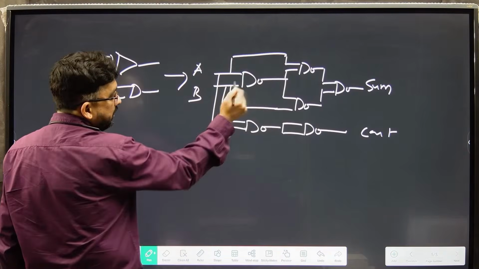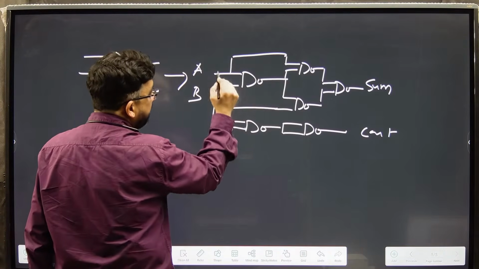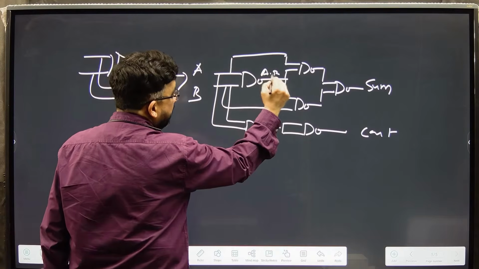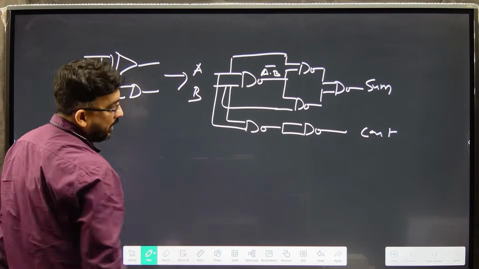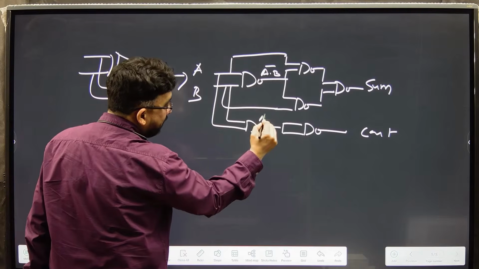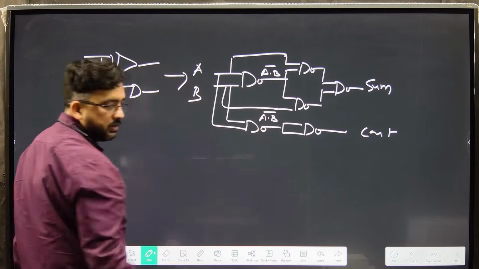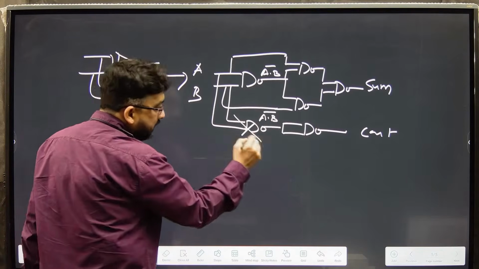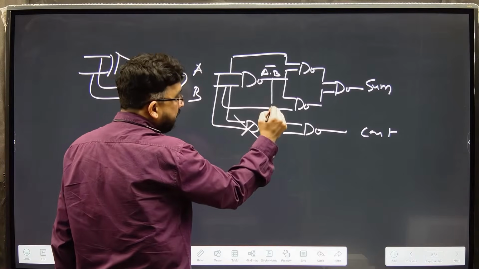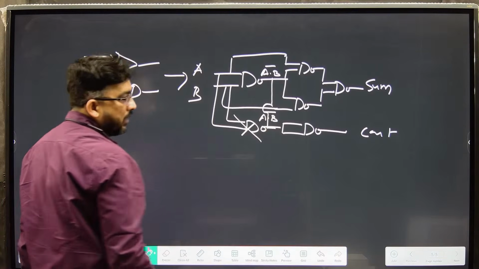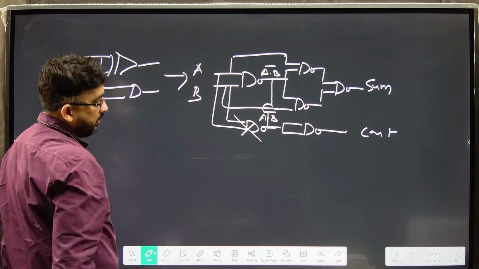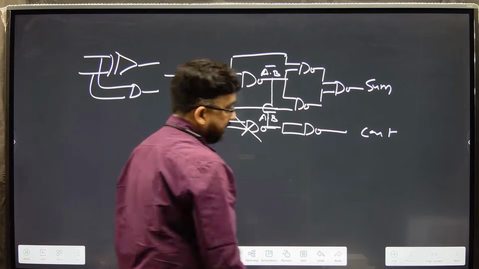Right. So this is A, this is your A dot B bar. And we are getting the same thing here also, A dot B bar. So why not, if we cut this and connect from here to here? Hence we have reduced one gate.